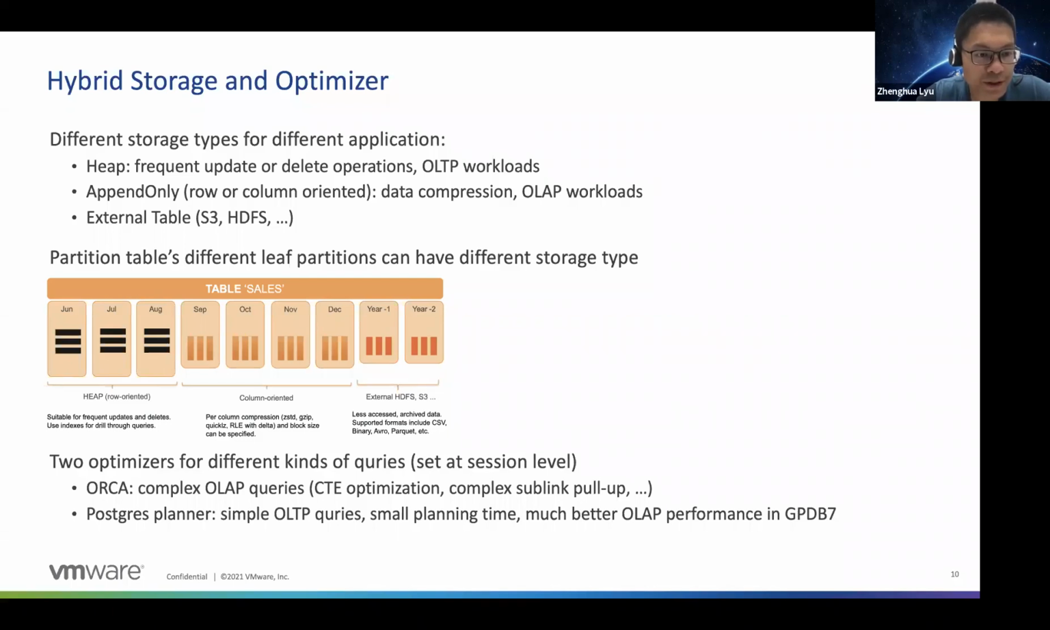There are two optimizers in Greenplum. Orca is designed for handle complex OLAP queries. It has many advanced features. For example, for the optimization of CTE query or complex sublink pull-up.